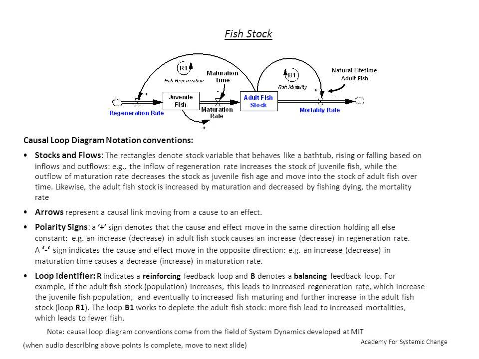This is loop R1. The loop B1 works in the opposite direction so that it tends to deplete the adult fish stock. More adult fish lead to increased mortalities, which in turn leads to fewer adult fish.